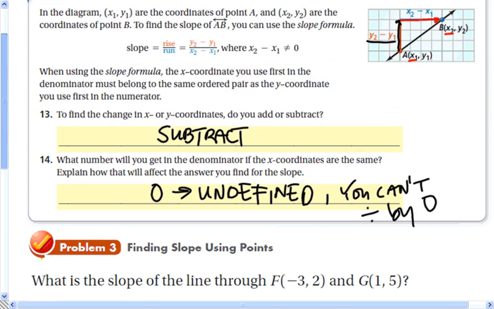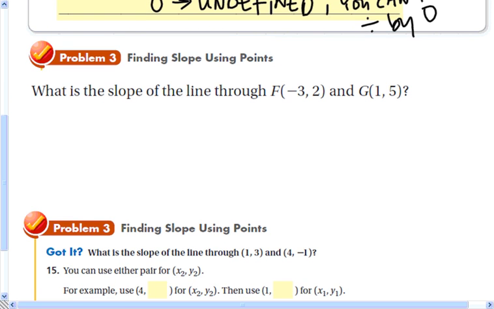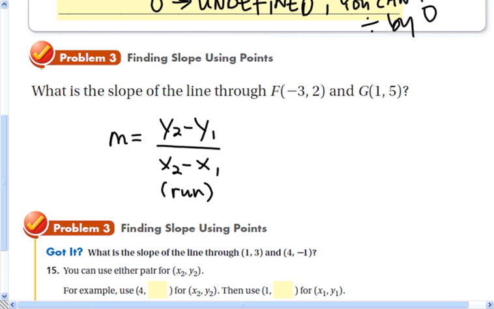So let's use that formula here. What is the slope of the line through F and G? And F is negative 3, 2, and G is 1, 5. Well, the slope formula says I can subtract the y-coordinates to get the rise, subtract the x-coordinates to get the run. Let's put that down here.